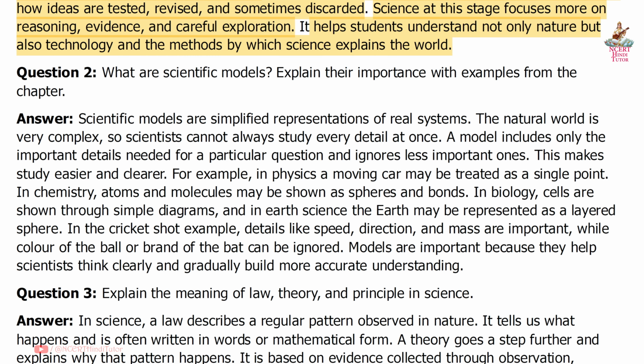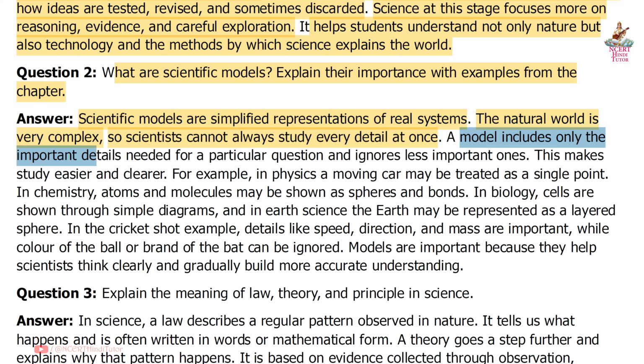Question 2. What are scientific models? Explain their importance with examples from the chapter. Answer. Scientific models are simplified representations of real systems. The natural world is very complex, so scientists cannot always study every detail at once. A model includes only the important details needed for a particular question and ignores less important ones. This makes study easier and clearer.